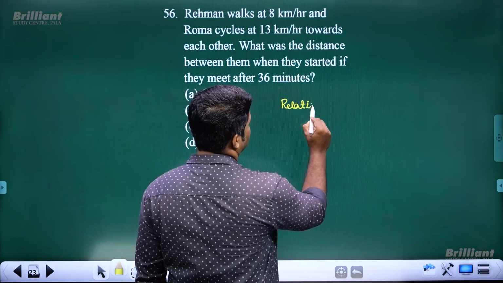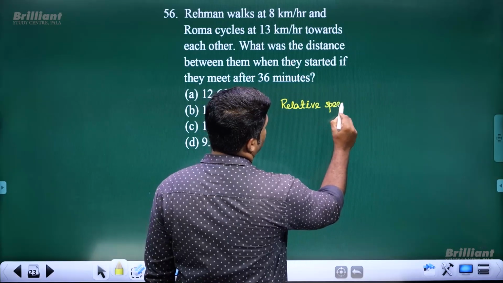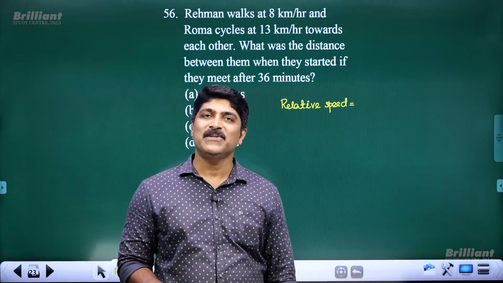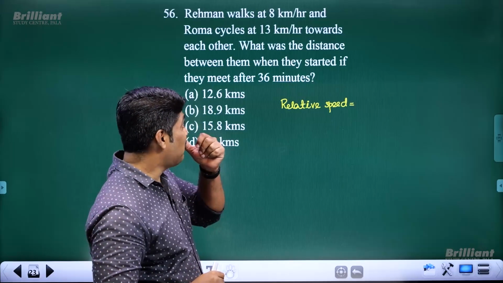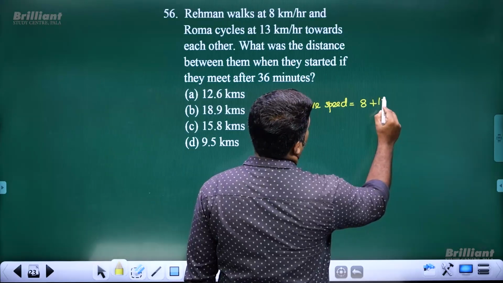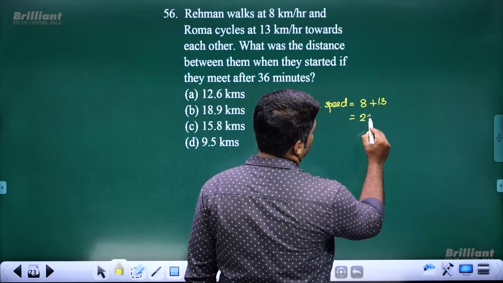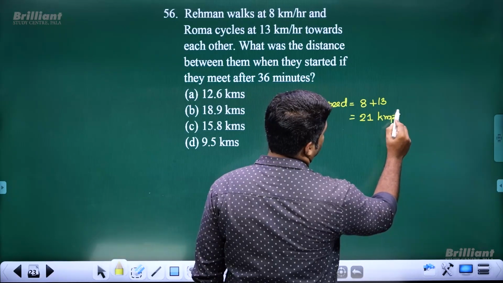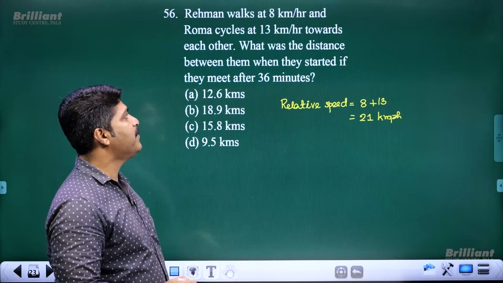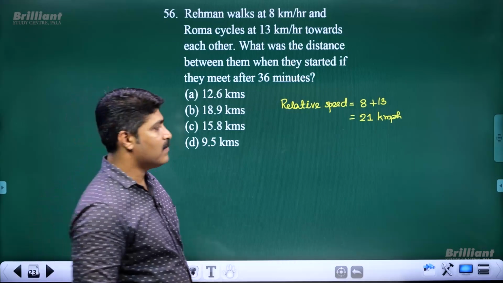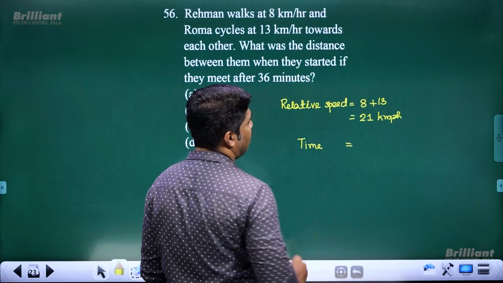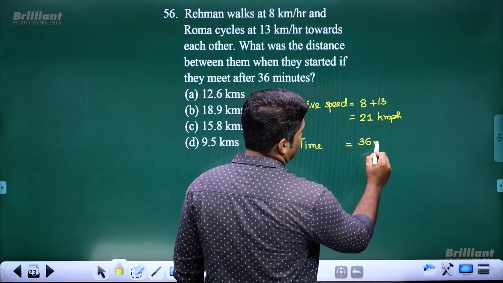Relative speed. This is the case of two moving objects. If two moving objects are in opposite direction, relative speed is the sum of their individual speeds. Here the sum of the individual speeds, 8 km per hour and 13 km per hour, is equal to 21 km per hour. This is the relative speed. What was the distance between them when they started if they meet after 36 minutes? Therefore, the time taken for their travel is 36 minutes.